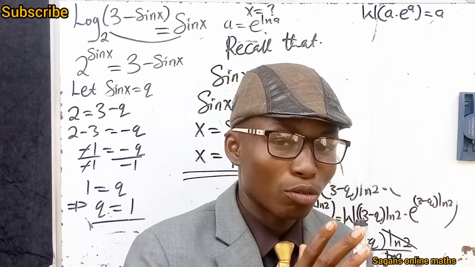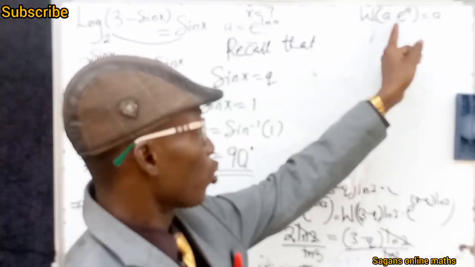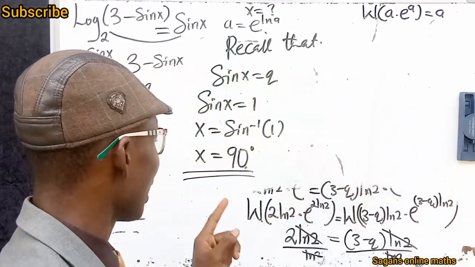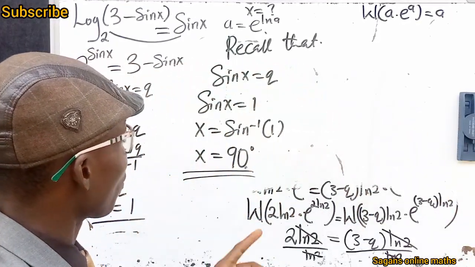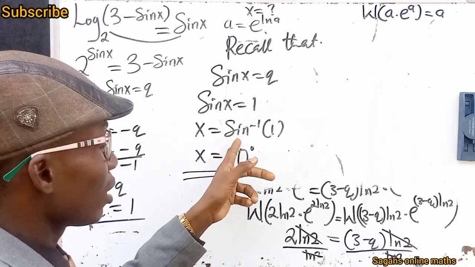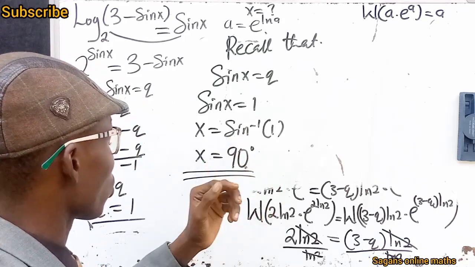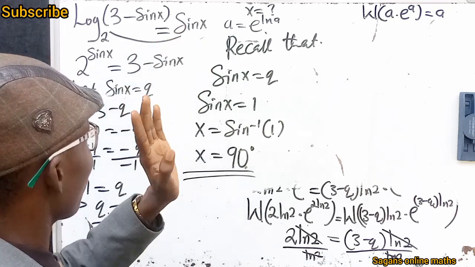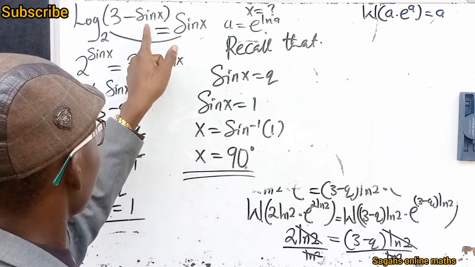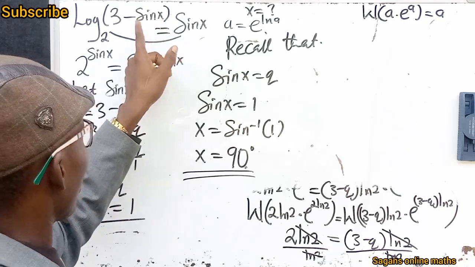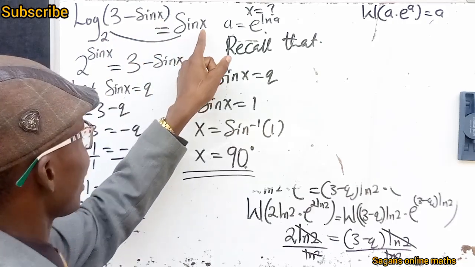You have to obey the Lambert definition. This is what you obey. Once you obey this, you can solve any other problem. So the answer to this problem is that x equals 90. The reason I'm putting degrees is because sine works with angles. But I know that x equals 90, and if you substitute this here, you have the value. Because sin 90 is 1, 3 minus 1 is 2, and log 2 base 2 is 1. That means log 90 is still 1.